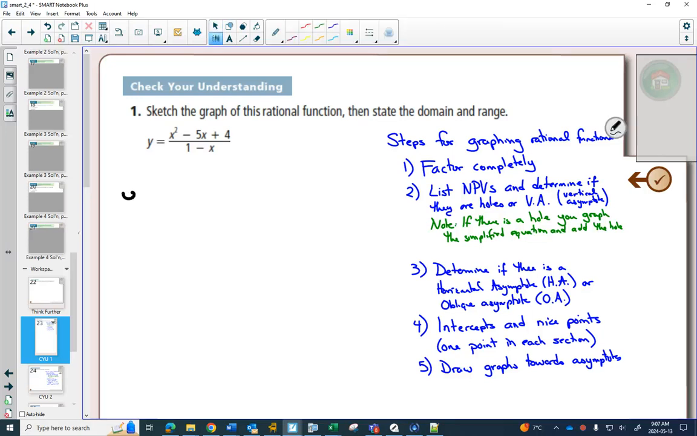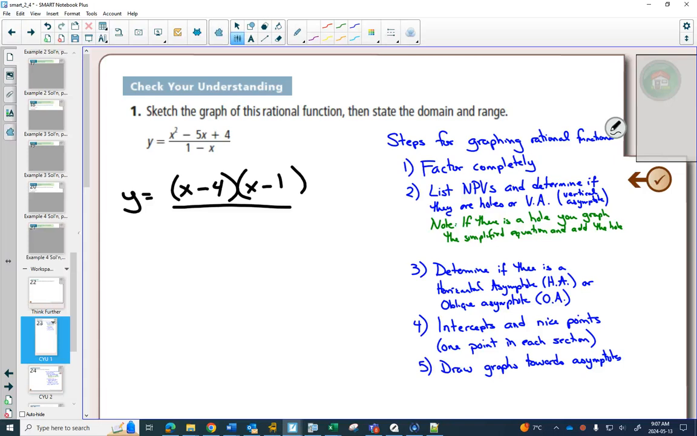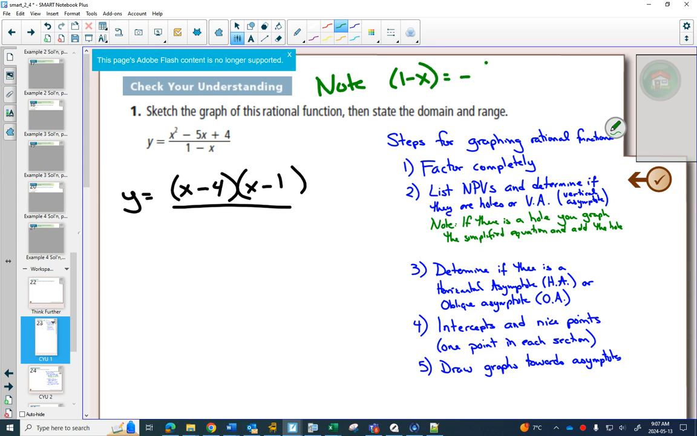So first of all, we factor completely. And in factoring this one completely, the top is x minus 4, x minus 1. And on the bottom, we have a 1 minus x. So we wrote a note, and we'll rewrite that note, that whenever you have the same factor, but they're sort of flipped, one is x minus 1, one is 1 minus x, you can factor out a negative.